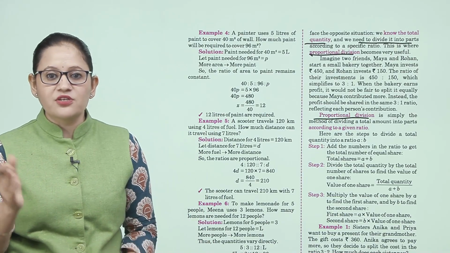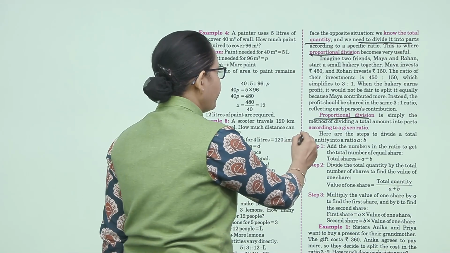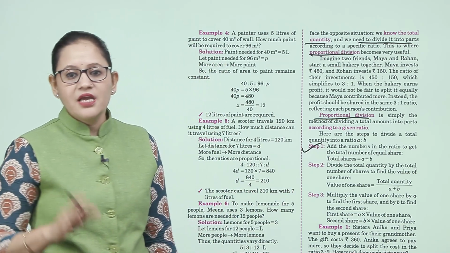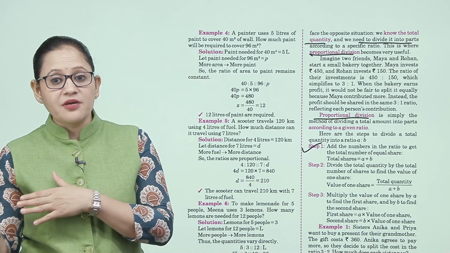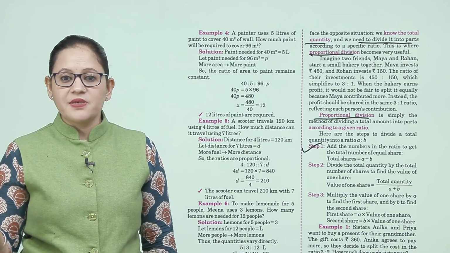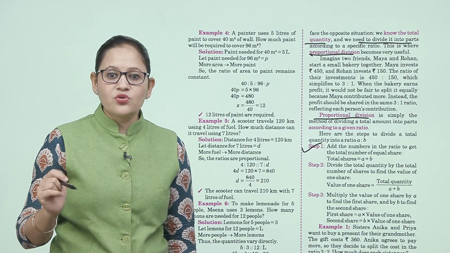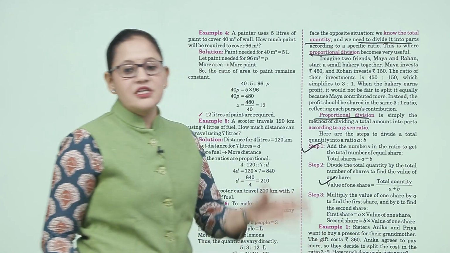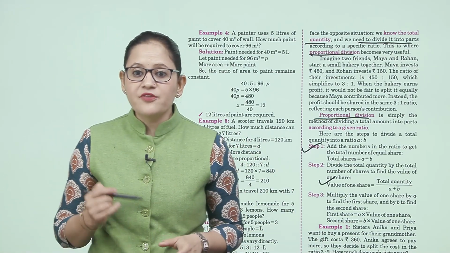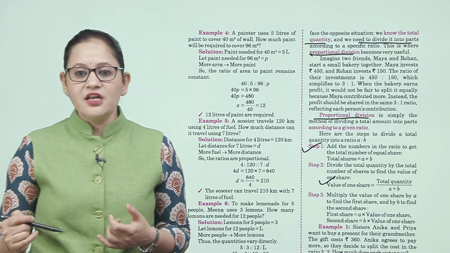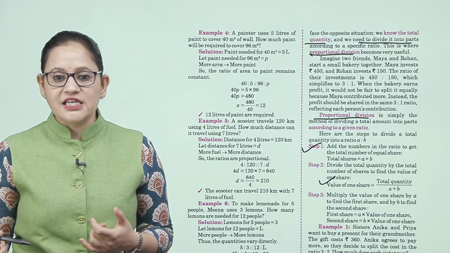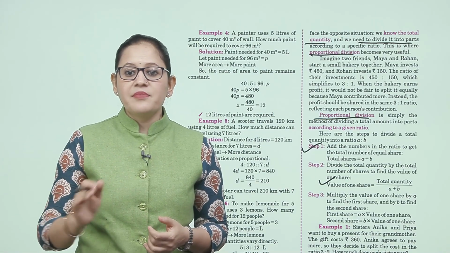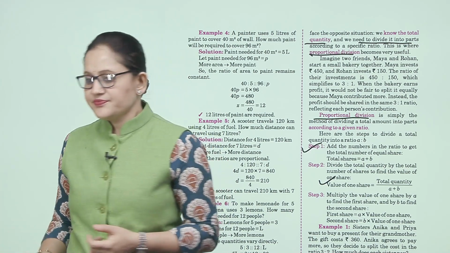Here are the steps to divide the total quantity in the ratio A ratio B. Step 1, add the numbers of the ratio to get the total number of equal shares, total shares A plus B. Now, divide the total quantity by the total number of shares to find the value of one share. So, value of one share equals total quantity divided by A plus B. Now, multiply the value of one share by A to find the first share and by B to find the second share. First share is A into value of one share and second share is B into value of one share.